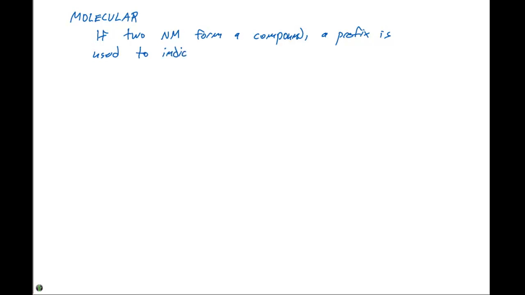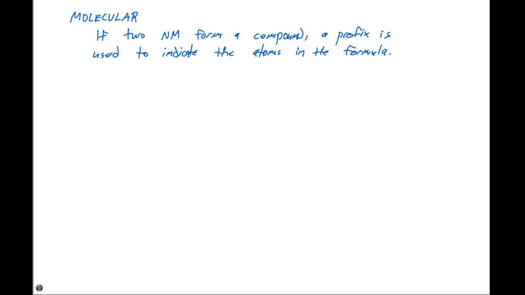So next, we need to talk about the nomenclature involving molecular compounds. For molecular compounds, if two nonmetals form a compound, a prefix is used to indicate the atoms in the formula.